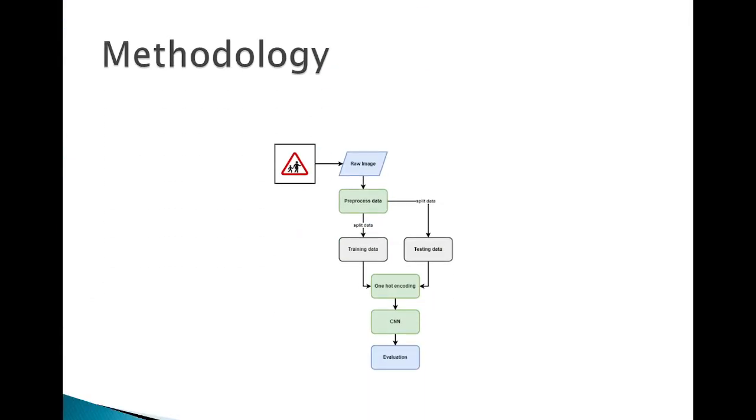So here is an overview of the methodology. They use the raw images and pre-process the data, which I will cover briefly in the next slide. After pre-processing, they split the data into training and testing datasets. For the categorical labels, they use one-hot encoding. After that, they applied the CNN and performed the evaluation.